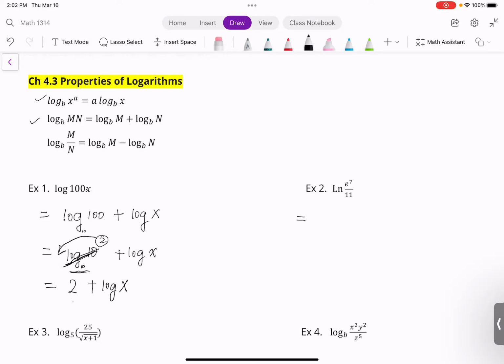Which property am I using? The division one, right? We have ln of e to the 7th divided by 11. I can separate the top and bottom: ln e to the 7th minus ln 11. The first one can be simplified. ln and e can be canceled. I have 7 left. Or if I'm using the property in chapter 4.3, I can bring the 7 in front: 7 times ln e minus ln 11. ln e is 1. So 7 minus ln 11.